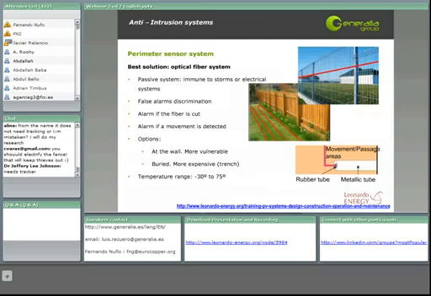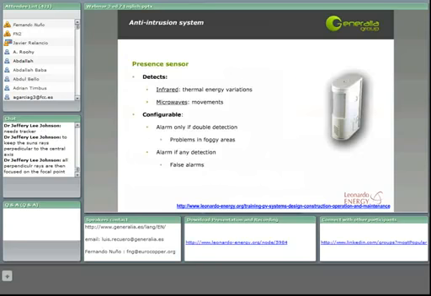Anyway, the best solution in the market will be using optical fiber systems, which are passive systems that are not affected by storms or electrical systems, and that can also do false alarm discrimination or detect if our fiber is cut. Also, this kind of system has a great temperature range. You have a small picture at the lowest right side of this slide explaining how this system should be installed.